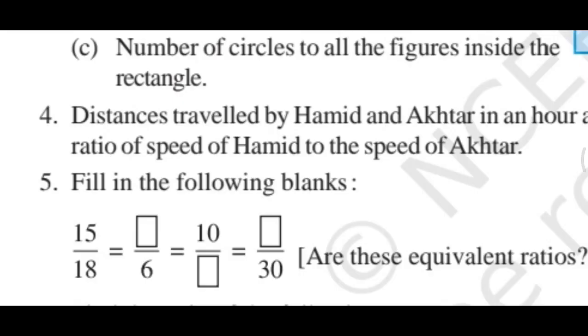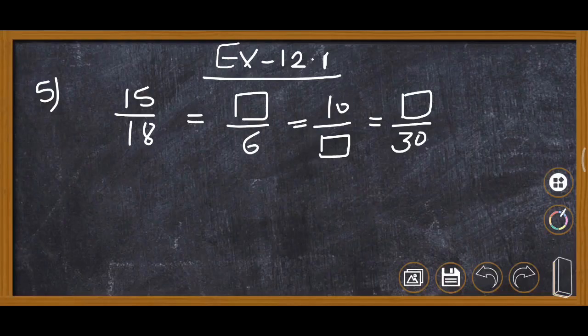Now this is question number 5. Fill in the blanks. So here a relation is given in each part. First of all we will find out the relation, and the blanks we will fill after finding these relations. Now one more question is written in the bracket: are these equivalent ratios? So definitely they will be equivalent ratios, because here equal is between them. Now one by one we will fill all the blanks of this question number 5.